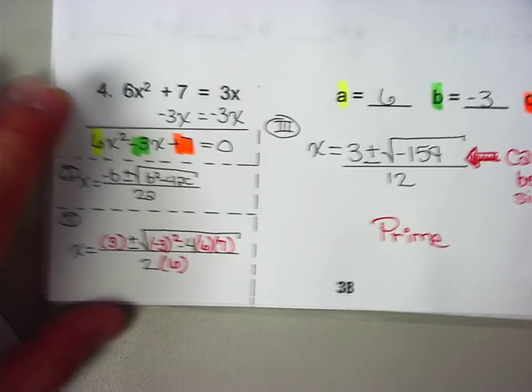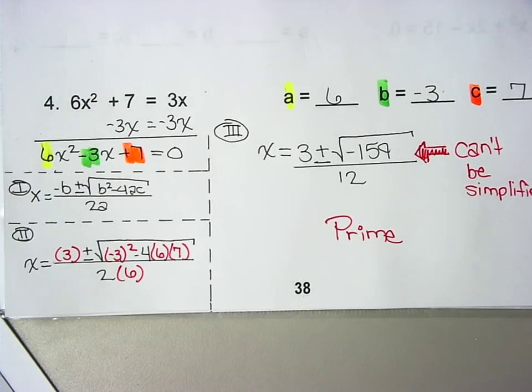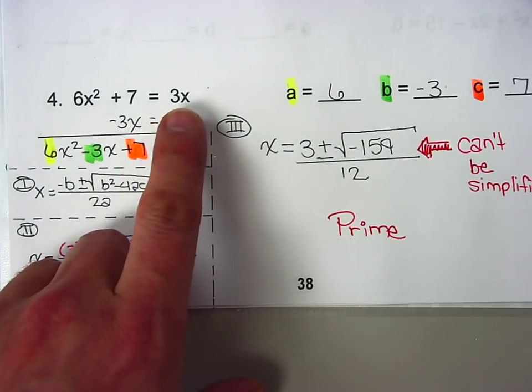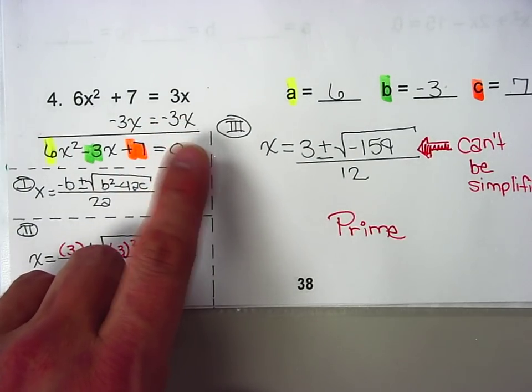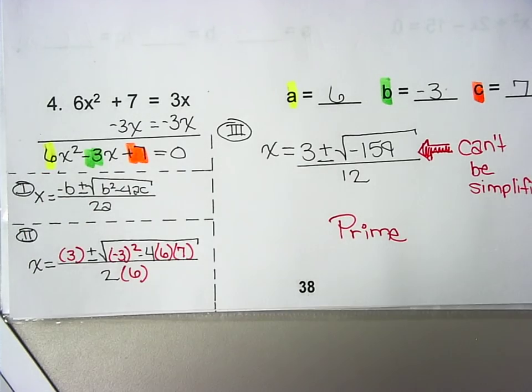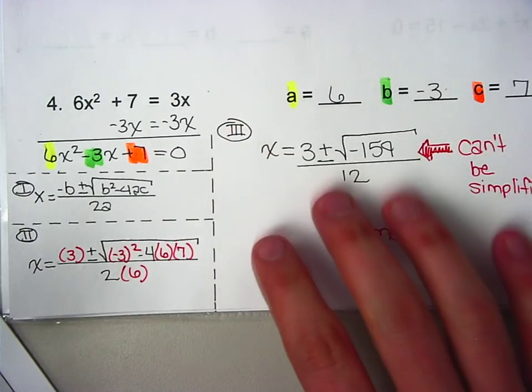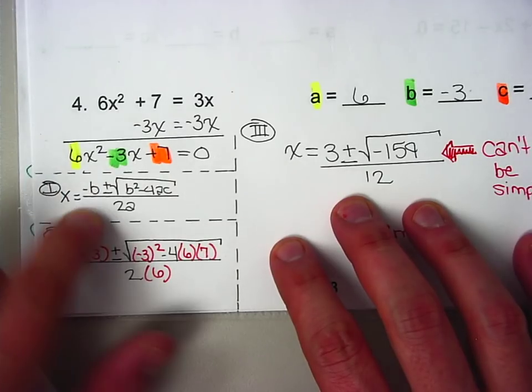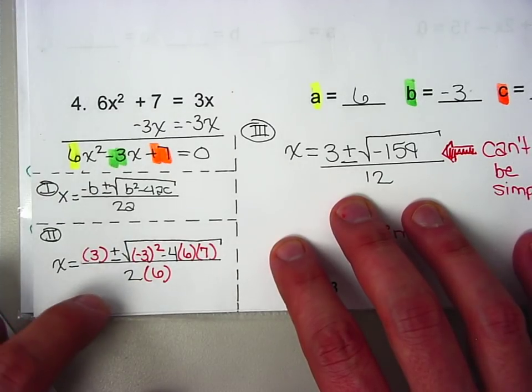Our fourth example down here is an example of one that can't be solved, or a prime example. First, I verified that it's in standard form, which it wasn't, so I subtracted 3x from both sides. All right, I still have no sign that it's a prime equation yet, so I went ahead and continued with my process. I wrote my quadratic formula. I substituted in my values.